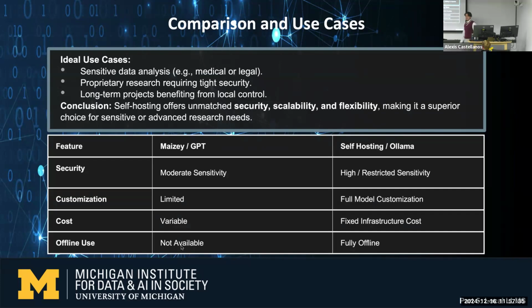Here, fully customizable. Cost variable, so depending how many times you're doing API calls and how often you're using it, your bill might go up, might go down. You never know. Here, once you buy it, it's yours. So you get to do as much computing as you want. Be aware of the DTE bills. Offline use not available, so you'll always need internet connection here. Here, you can have them completely in a enclave, off the grid, offline.